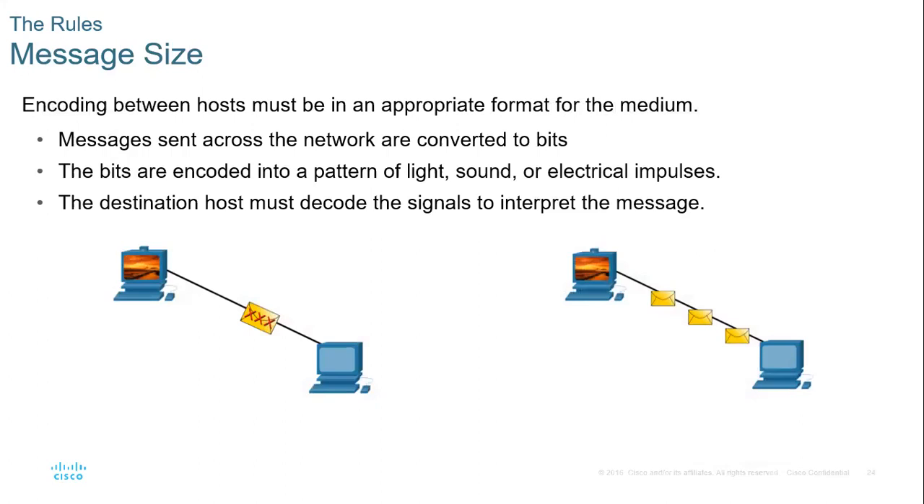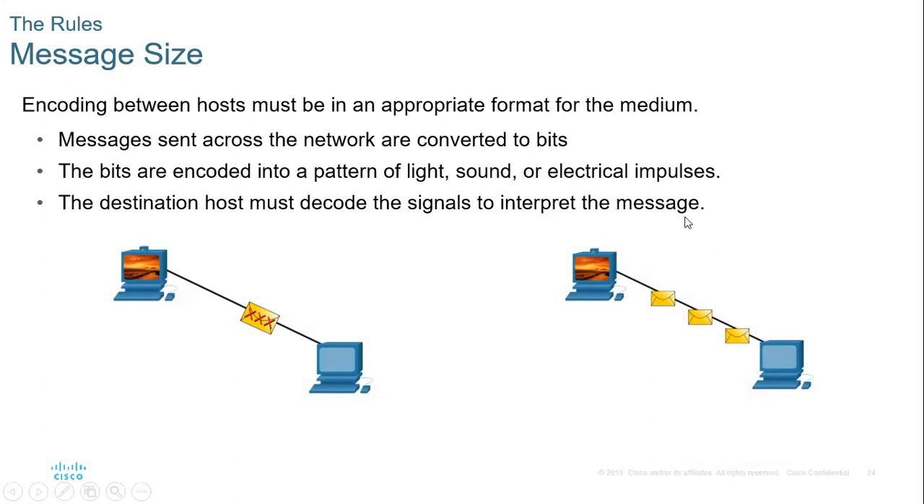Message size. Encoding between hosts must be in an appropriate format for the medium. Messages sent across the network are converted to bits. The bits are encoded into a pattern of light, sound, and electrical impulses. The destination host must decode the signal to interpret the message.